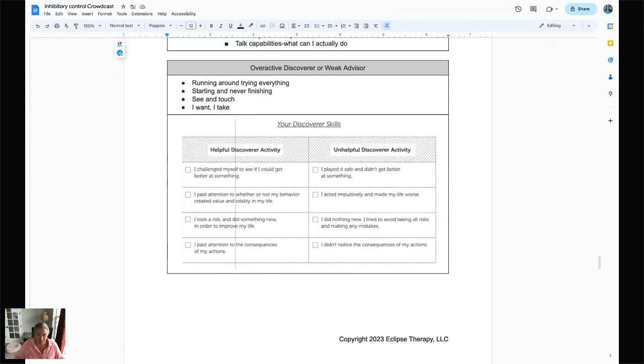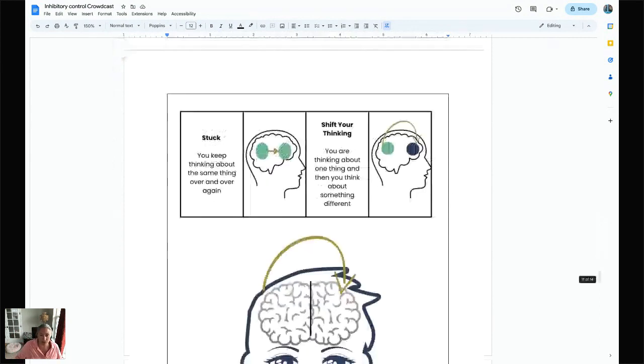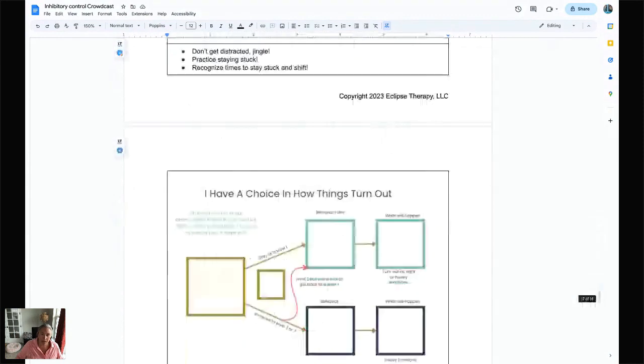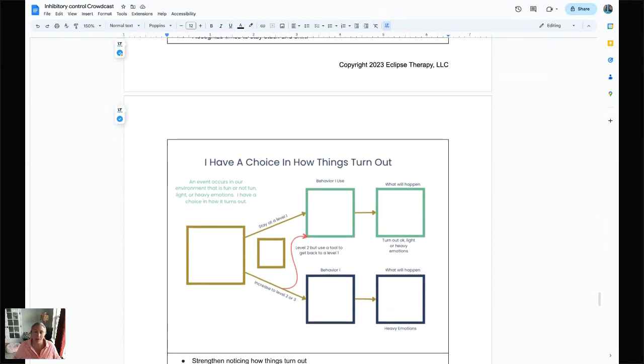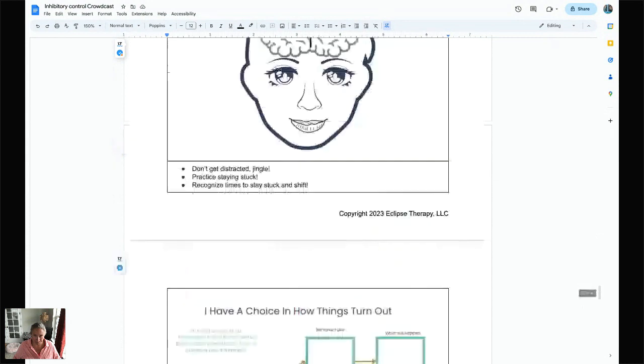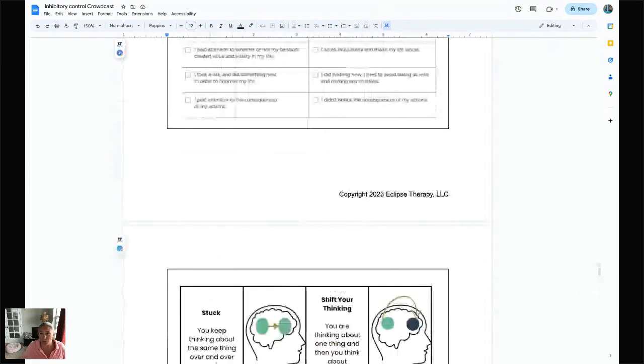This is a stuck and shift your thinking visual, but here's a nice one. I bet everybody's seen a behavior map before. This is different than a behavior map. There's this way back to doing okay, that when you use your pause button, you've got a choice with how things turn out, right? And I'll talk about that in another one, but come back up here and we'll finish up with our discoverer skills.